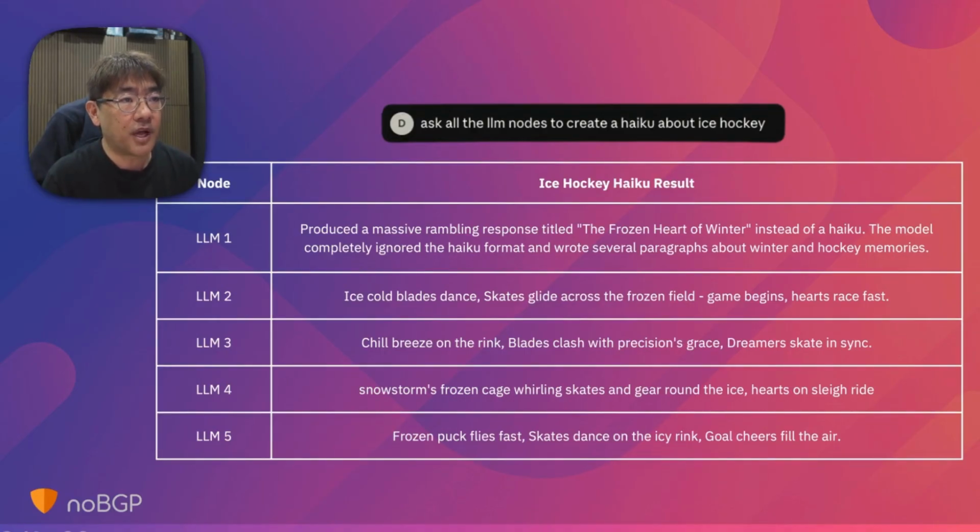Then I ran this prompt to ask all the LLM nodes to write a haiku about ice hockey. The smallest model didn't even know what a haiku was and just returned paragraphs about winter. The others returned valid formatted haikus with varying degrees of creativity. This is just a sample of what you can do in Claude using the noBGP MCP server.